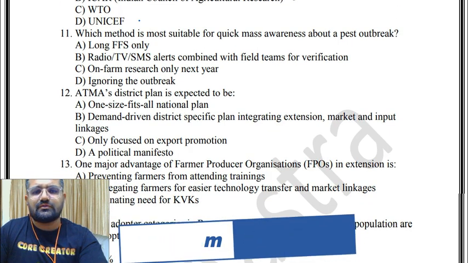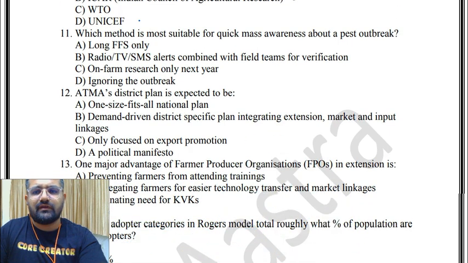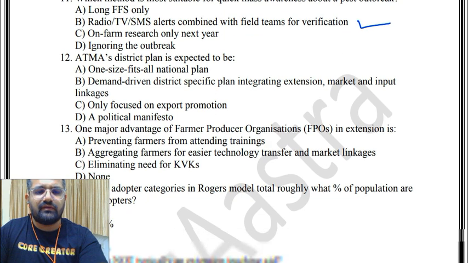Which method is most suitable for quick mass awareness about a pest outbreak? Long FFS only, radio, TV, SMS alert combined with field teams for verification, on-farm research only, next year ignoring the outbreak. So the answer is B, that is radio, TV, SMS alert combined with field teams for verification.